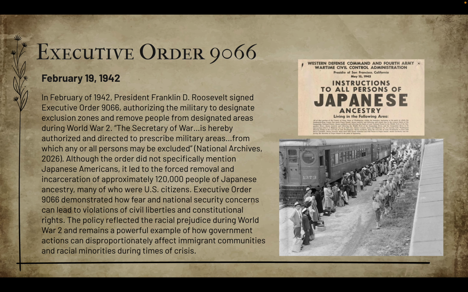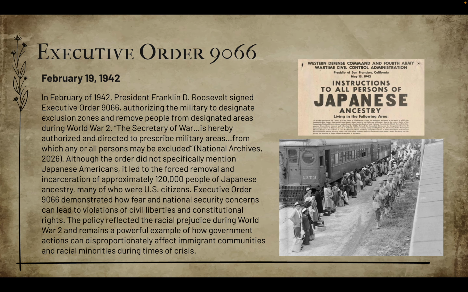For the third time period, I chose Executive Order 9066, which President Franklin D. Roosevelt signed in 1942 during World War II. The order allowed the military to establish exclusion zones and ultimately led to the forced removal and incarceration of approximately 120,000 people of Japanese ancestry, many of whom were American citizens.